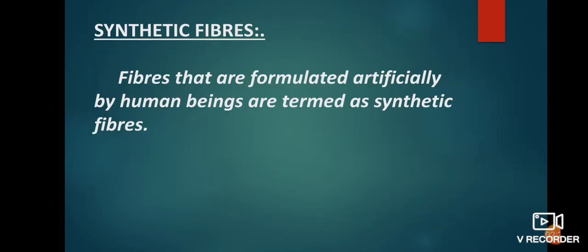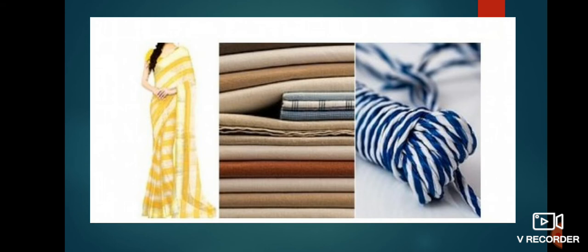The next type is synthetic fibers. These fibers that are formulated artificially by human beings are termed synthetic fibers. Means these fibers cannot be extracted from natural resources. We just prepare these types of fibers, and they are called synthetic fibers. Examples for this are nylon, polyester, rayon and the like.